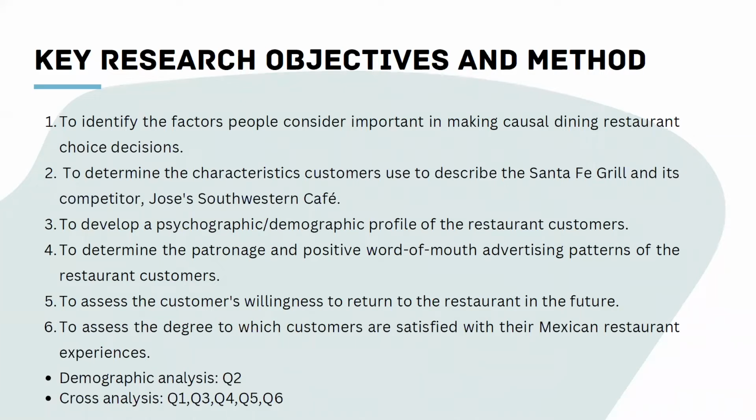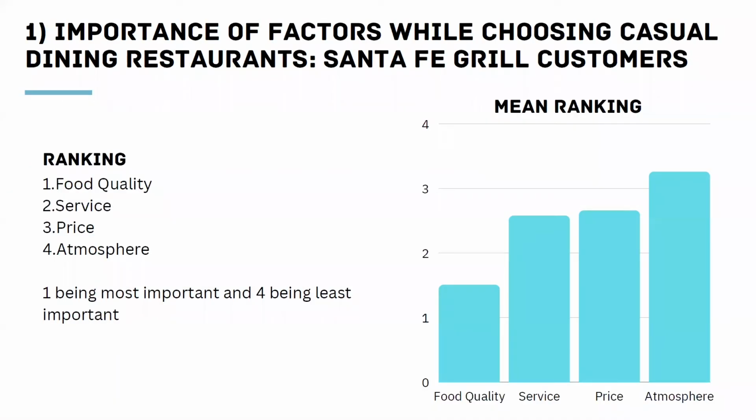So, the key research objectives and the method that we have been focusing on. The method that we used was a demographic analysis, which was only for one question, which is question 2. And we used cross analysis for the rest of the questions. That was the method followed by us. We got some SPSS output for the data that we received from the respondents, and we used the means, the frequencies, and the cross tabulation data in order to come up with some key findings.